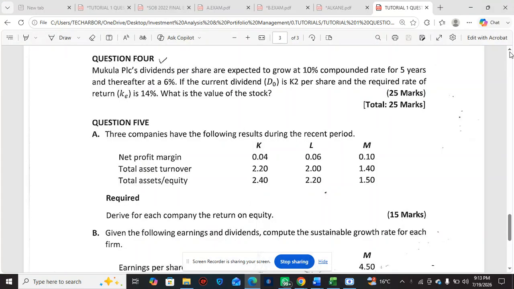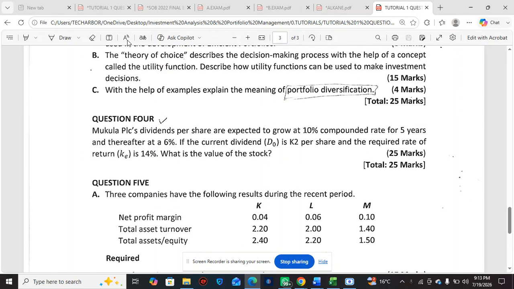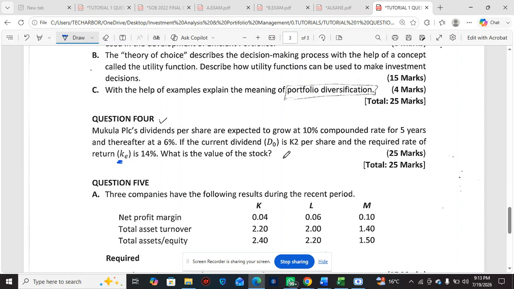Okay, so we're dealing with question 4 here, right? Which says Mukuka PLC's dividends per share are expected to grow at a 10% compounded rate for 5 years, and thereafter at a rate of 6%. If the current dividend D0 is 2 kwacha per share and the required rate of return Ke, which is the cost of equity, is 14%, what is the value of the stock? So, colleagues, this is how we value stocks or shares.